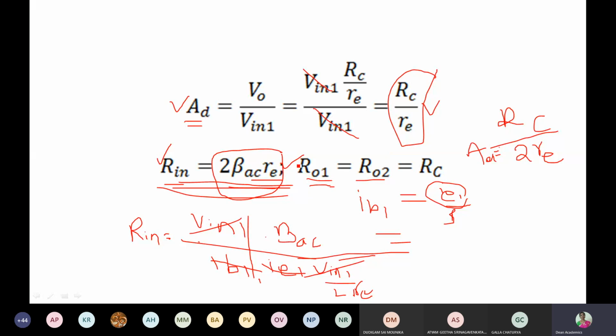Then what about input resistance? Single input. In the previous case and the present case, input resistance is the same. That is 2 times beta AC RE, right? So we are talking about single input unbalanced output differential amplifier. So what will be the output resistance? Fourth configuration, output resistance will be the same, as we will be taking output at one terminal only. So output will be RC, right?